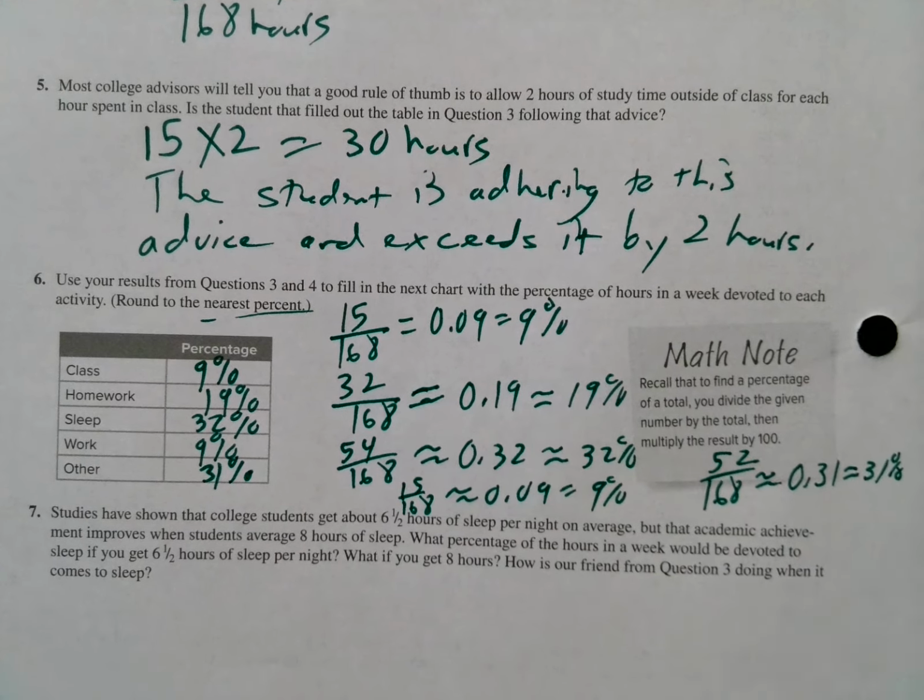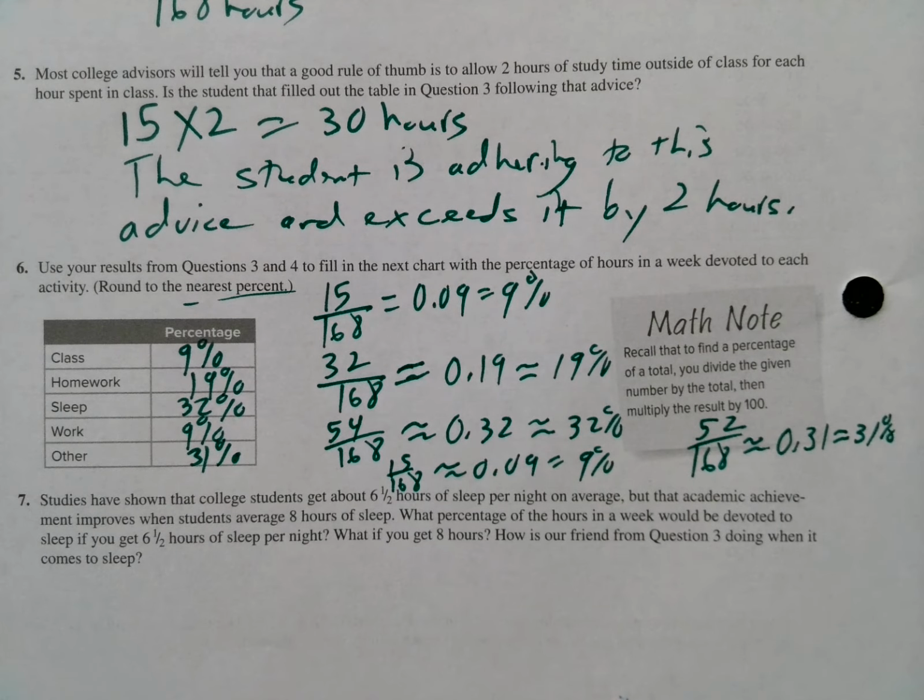Now, number 7. It says studies have shown that college students get about 6.5 hours of sleep per night on average, but that academic achievement improves when students average 8 hours of sleep. What percentage of the hours in a week would be devoted to sleep if you get 6.5 hours of sleep per night? What if you get 8 hours? How is our friend from question 3 doing when it comes to sleep?